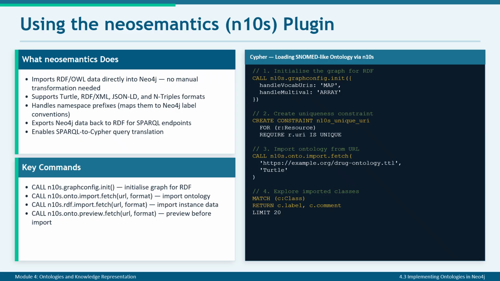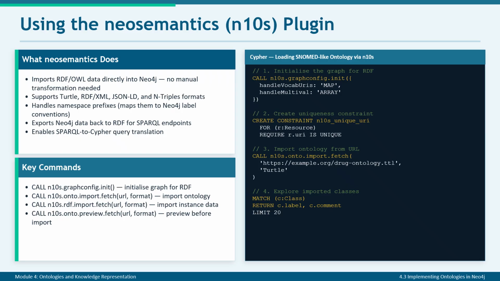What does it do? It imports RDF data directly into Neo4j, supporting the four most common RDF serialization formats: Turtle, RDF/XML, JSON-LD, and N-Triples. It handles namespace prefixes automatically, mapping them to Neo4j label conventions. And it goes the other direction too. It can export your Neo4j graph back to RDF, which means you can expose a SPARQL endpoint on top of Neo4j. Let me walk you through the basic workflow shown on the right.